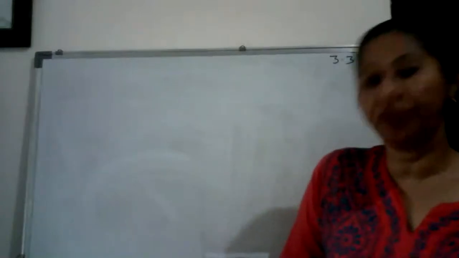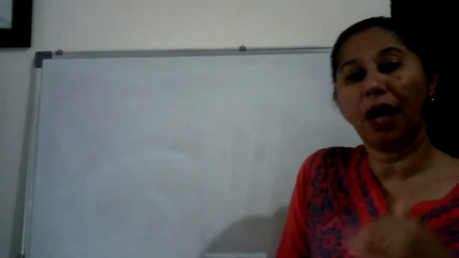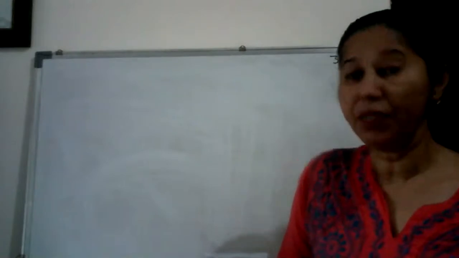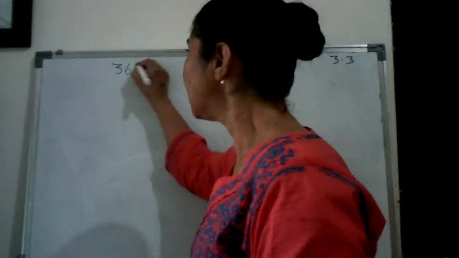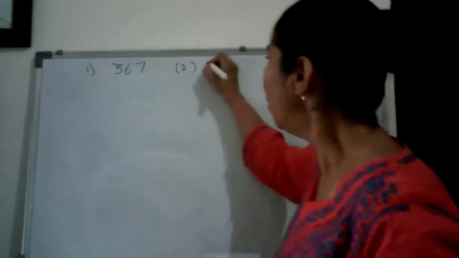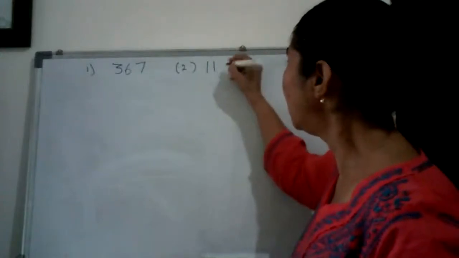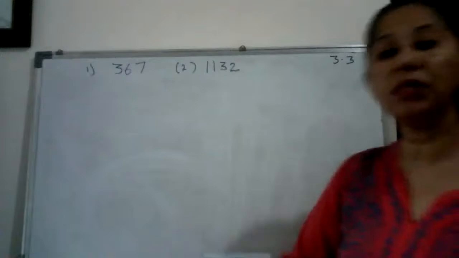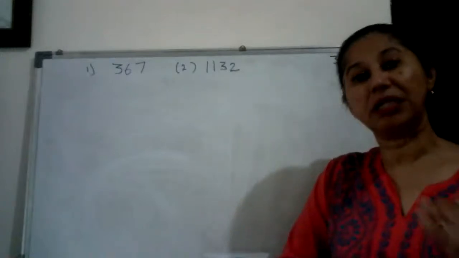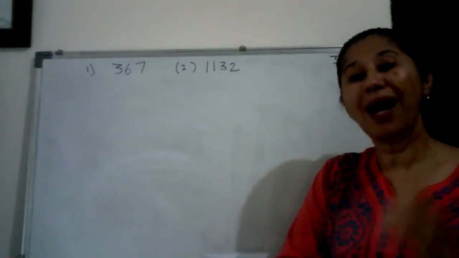So these three things we are going to do. I'll go in reverse. First, we'll go for applying the test of divisibility. You are given the numbers 367 and 1132. Let's check, is each divisible by 2? So how to write it?